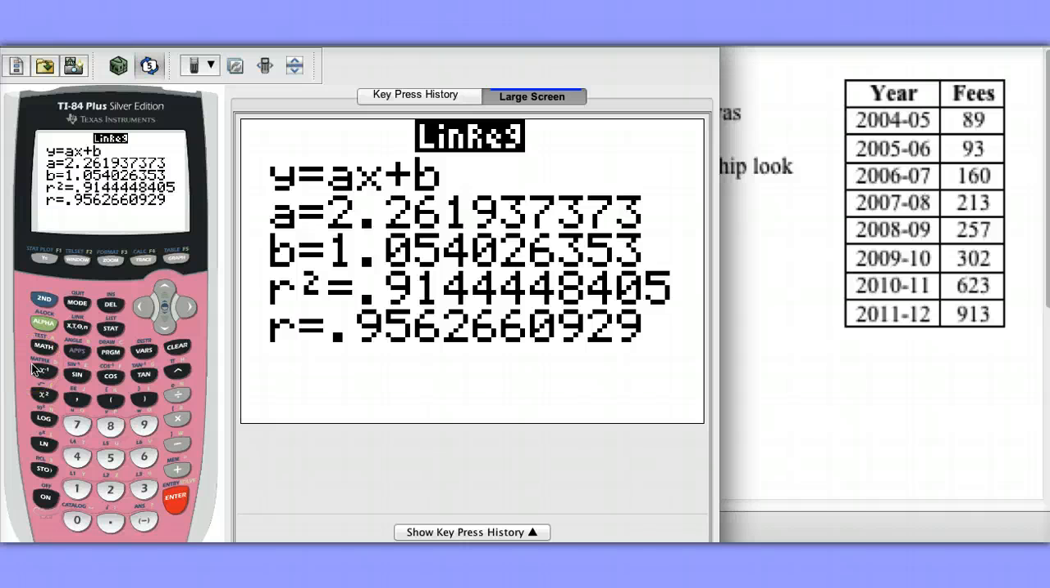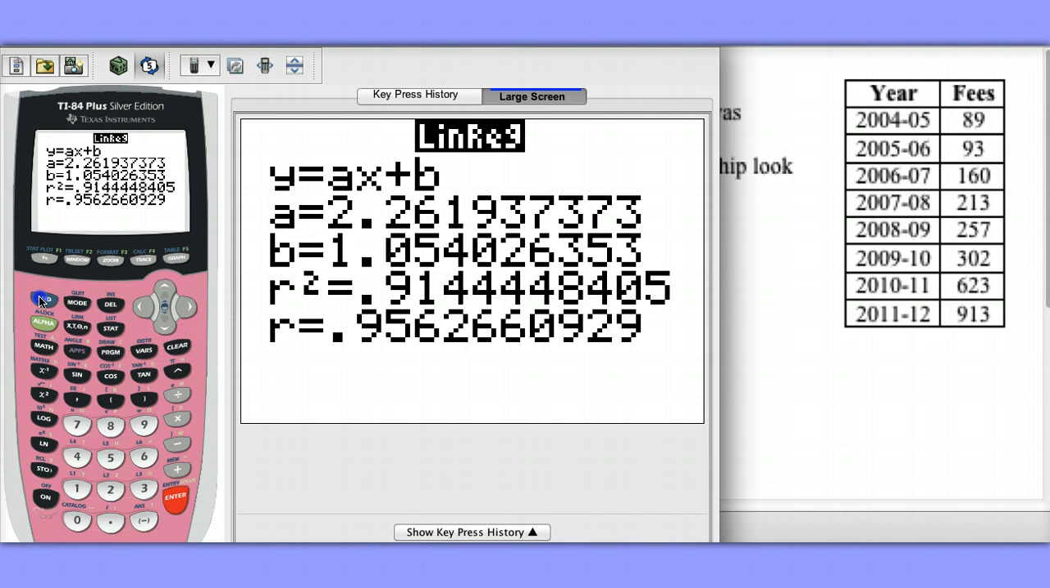I'm going to make a note here about the correlation coefficient. The correlation coefficient is 0.956. I didn't notice what it was before for the other model that we looked at. Hopefully you noticed that. I might go back there and take a look at that in a minute.